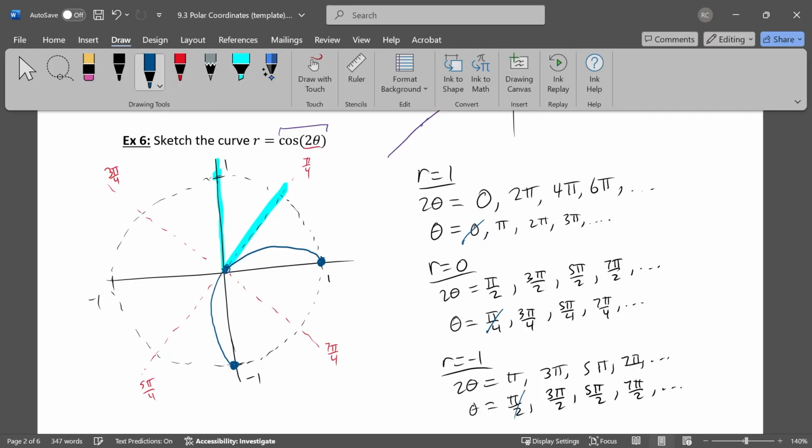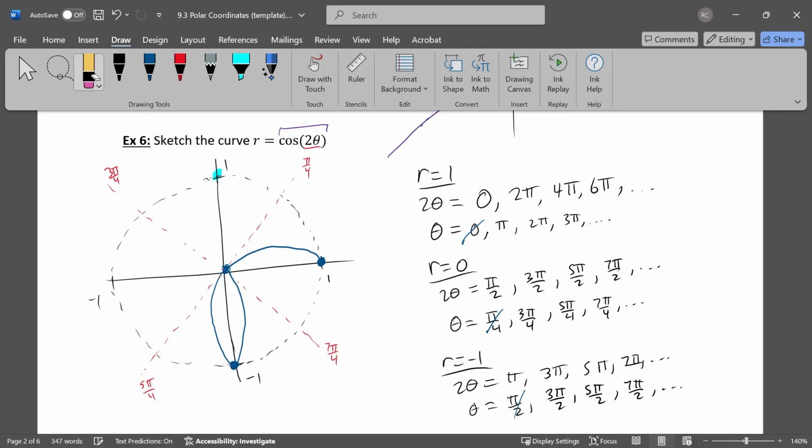Now we go to 3 pi over 4. That's my next angle. So at 3 pi over 4, r is 0 again. So when I correspond to this angle, r goes from being negative up to 0 when it lines up with this angle here. All right, so now we were looking at this segment, but the r values were still negative, so we were in the mirrored section.